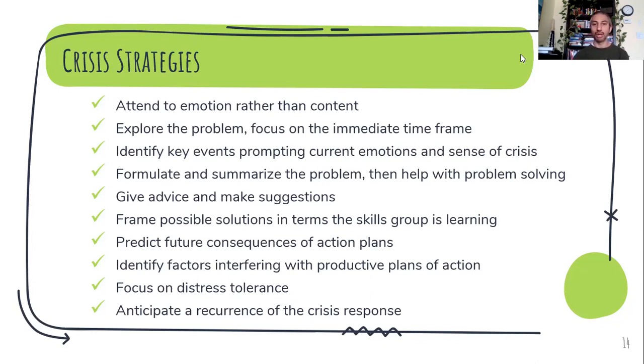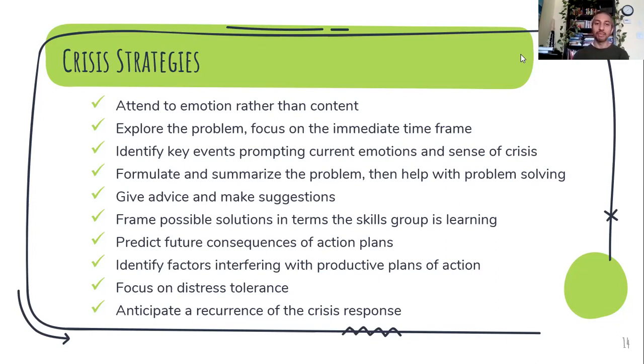Then we identify key prompting events for the current emotions. So what happened? Was it that they had a conflict with their partner? Was it that their pet died? Was it that they were threatened by their landlord to lose their housing? Once we formulate an idea of the problem, a summary of the problem, what contributed to it, what started it, what are the emotions, we can help them reduce the intensity of their emotions and then move on with problem solving.